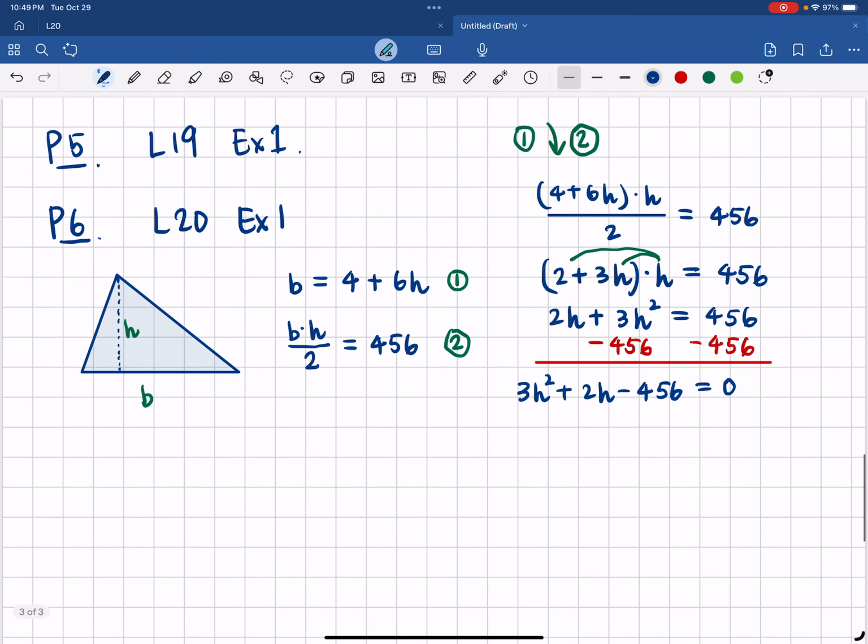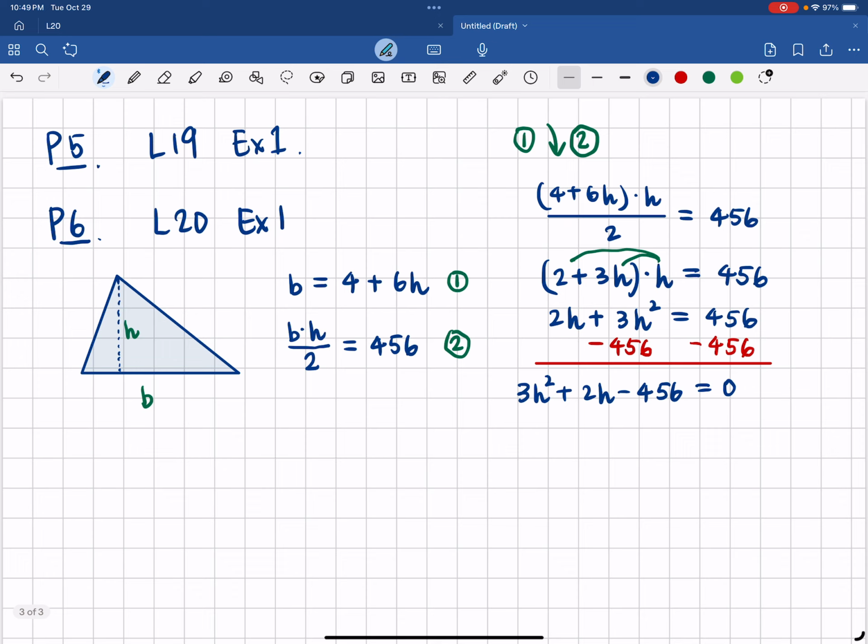To solve this equation, you could solve it by factoring or by quadratic formula. I believe we factored in class. To factor this, you first do 3h and h. This is because 3h times h gives you 3h squared. And then for the other two numbers, it's going to be positive 38 and negative 12. So it might take some time for you to factor it completely, but this is basically how you factor it.